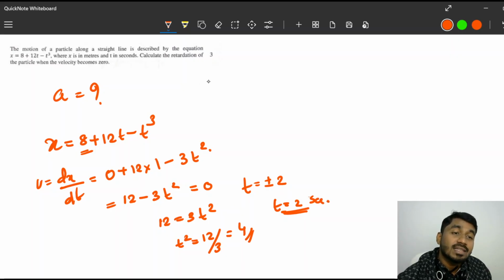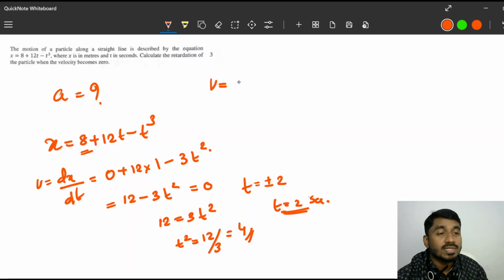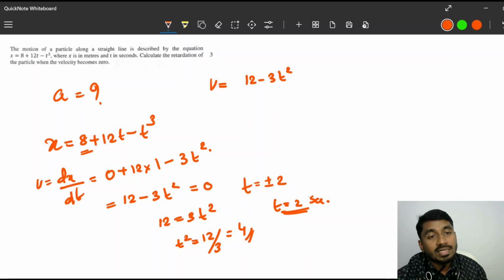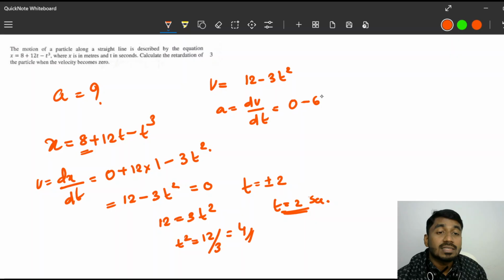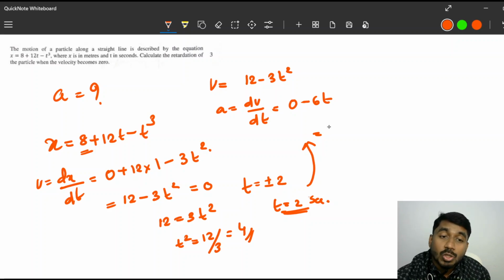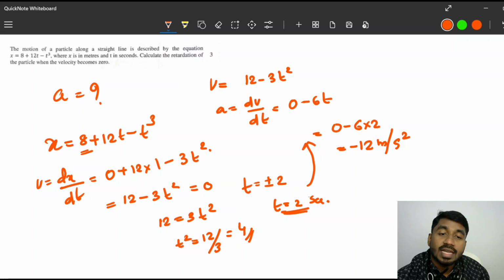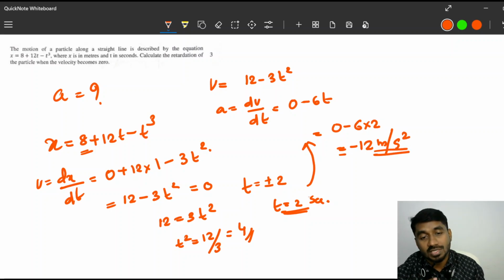Now we need to find the acceleration. How to find the acceleration? Because velocity equal to 12 minus 3t square, and what is acceleration? Take the derivative of velocity with respect to time again. You will get 0 minus 6 into t. Right. Now find the retardation at t equal to 2 seconds. Just substitute the acceleration as t equal to 2 seconds. 0 minus 6 into 2. You will get minus 12 meter per second square. This is how we can do this question.